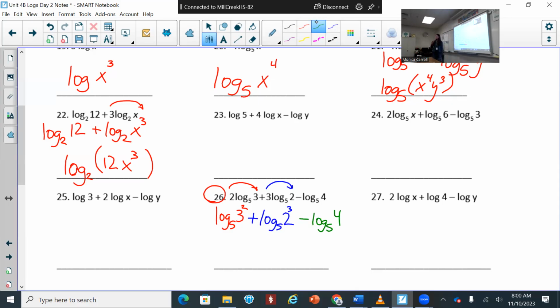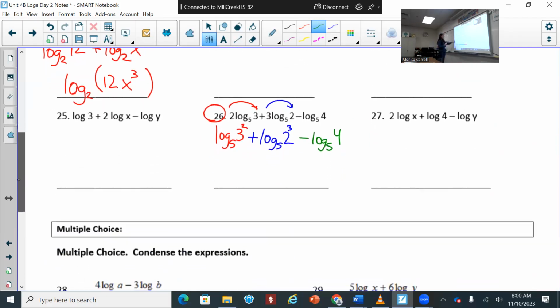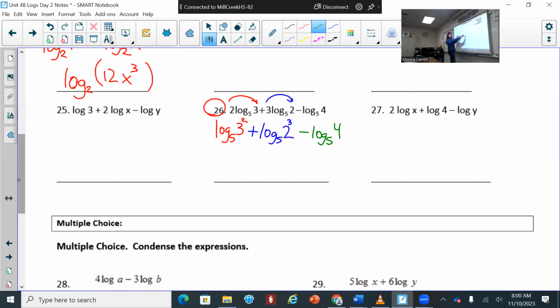And now we're going to put it into a fraction. That's our next step. Not while it's got its separate logs, because that's only for once we condense. Once we combine into a single logarithm, that's when we use the quotient property, and that's when the fraction gets created. So the log base 5 only gets written once in the front. We're going to have a fraction. Where is the 3 squared going? On the top. Where is the 2 cubed going? On the top. Where is the 4 going?